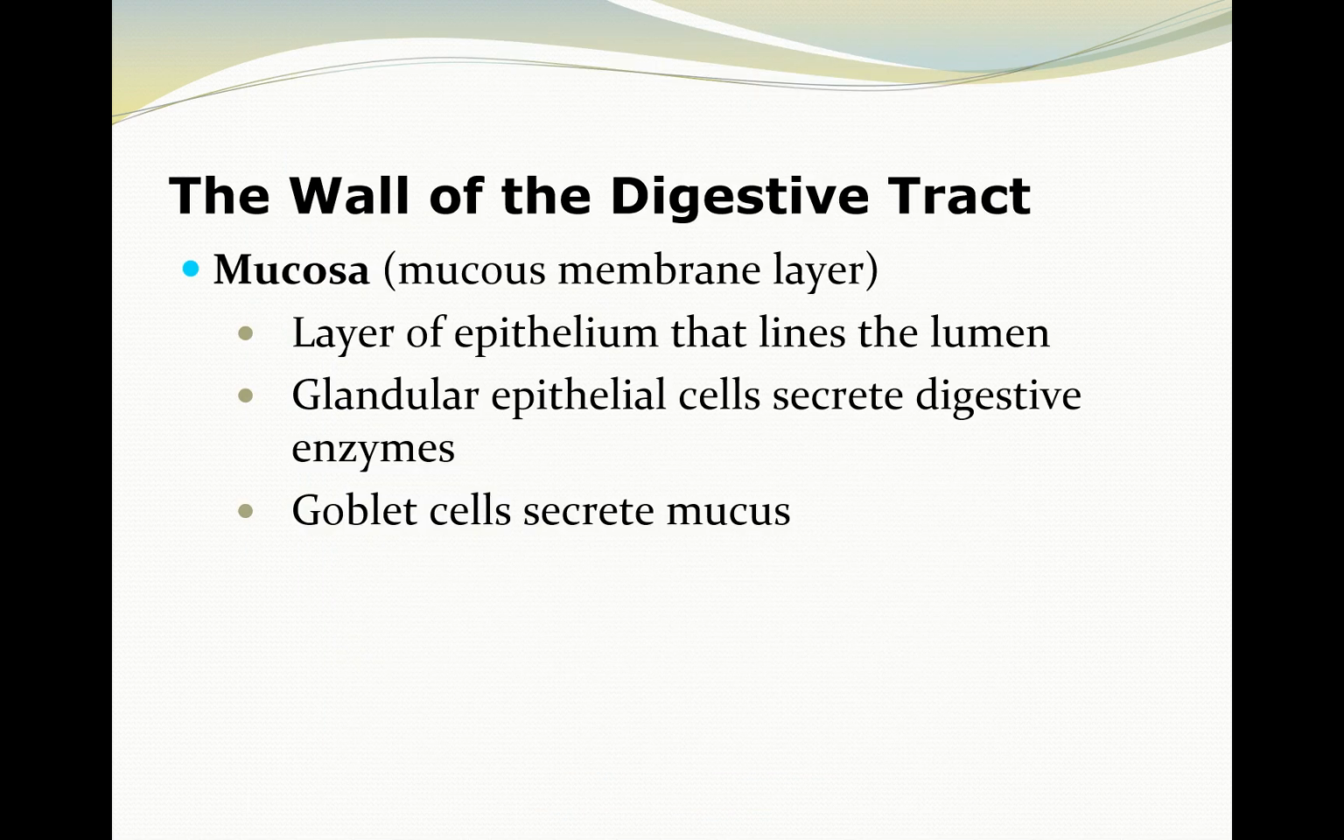The wall of the digestive tract is a mucous membrane layer called a mucosa, and it is a layer of epithelium that lines the lumen. The lumen is that empty space, if you would, in the GI tract. The glandular epithelial cells secrete digestive enzymes, and the goblet cells secrete mucus.